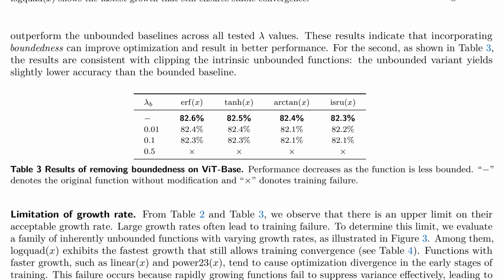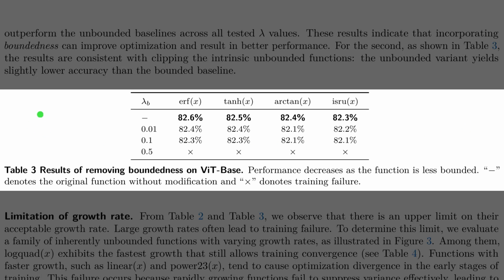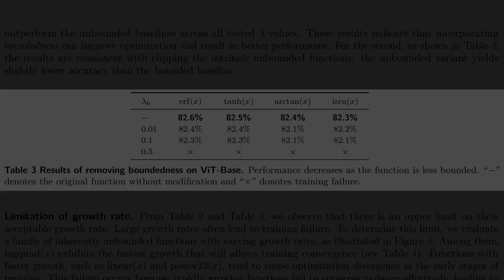So while Table 1 stressed the need for zero-centered outputs, Table 3 probes how important boundedness is. The top row with no modification gives the best accuracies around 82 to 83% for all 4 functions. As the lambda b parameter grows and the functions become less bounded, accuracy steadily drops. At lambda b equals 0.5, training collapses entirely. The pattern shows that keeping these pointwise functions bounded is crucial for stable and accurate ViT-based training.